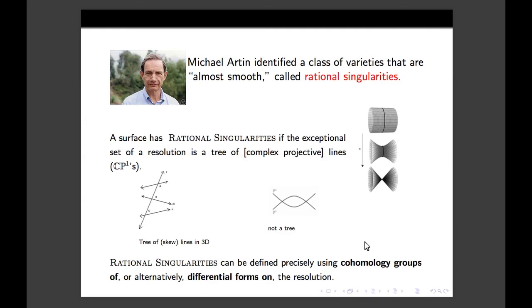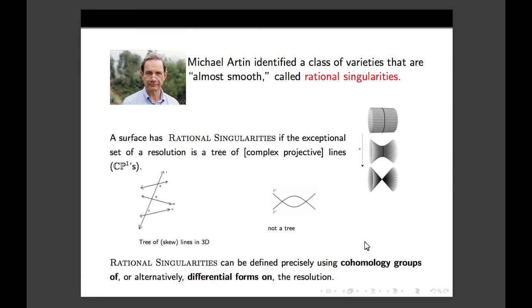It's a question that comes up all the time: does this variety have rational singularities? So here I tried to explain a little bit about what his definition is. It basically just says that the exceptional set is relatively nice. For a surface, I'm lying a little bit, but I'm trying to keep it accessible, it basically just means that the exceptional set is a union of Riemann spheres crossing in a tree. They don't come around.